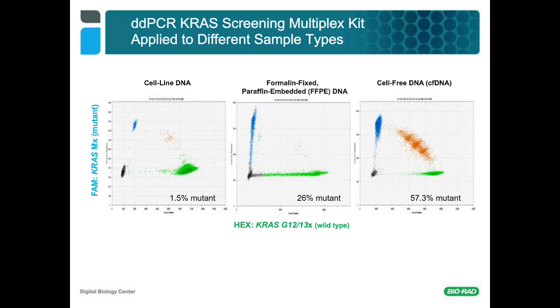So these are the 2D plots for the KRAS screening multiplex assay on cell line DNA, FFPE, and cell-free DNA. As you can see, there is a fundamental difference in the plots representative of the quality of the DNA sample being inputted. Cell line DNA gives clear separation of the 4 clusters as shown on the left, while highly damaged FFPE tends to have intermediate fluorescence droplets, or rain, due to the presence of non-amplifiable DNA and PCR inhibitors, while apoptotic cell-free DNA tends to have an intermediate phenotype, as shown on the right.